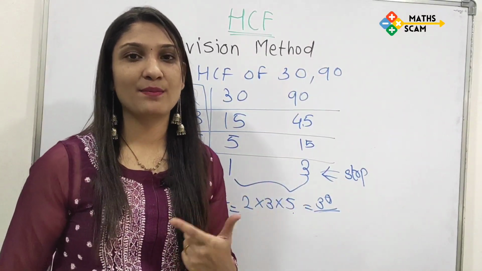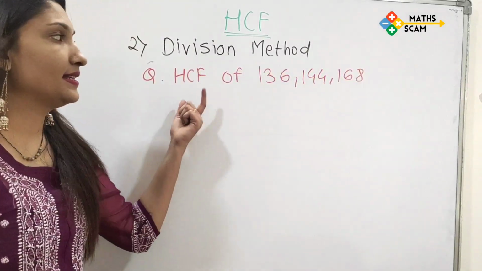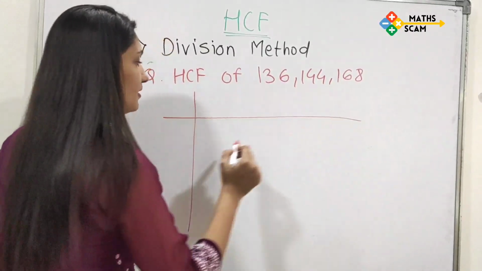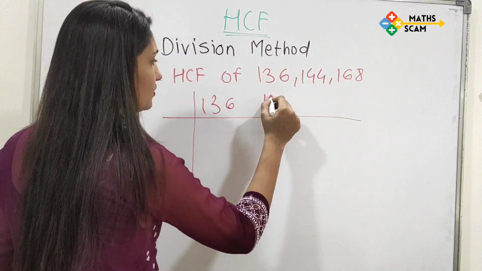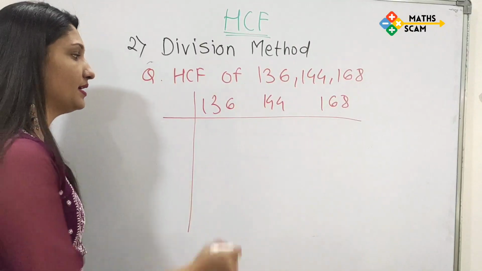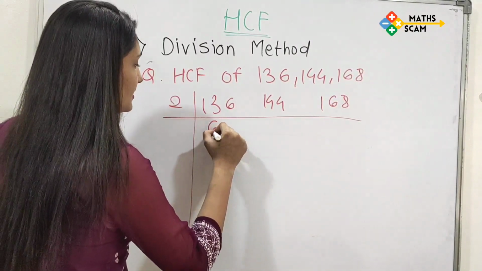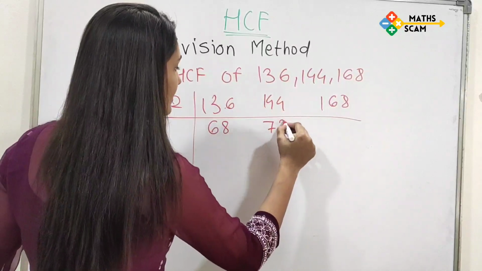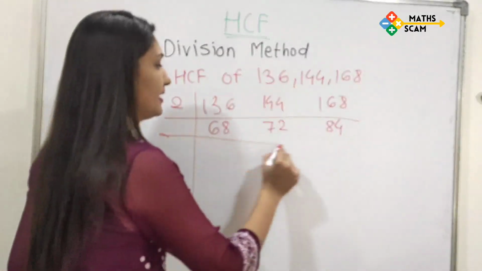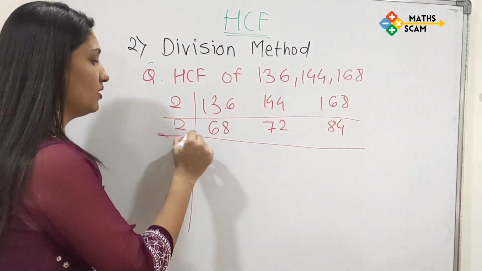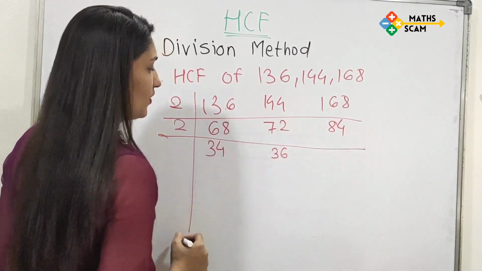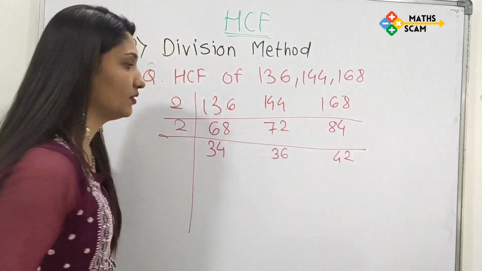We'll see one more example to clear this topic. Find the HCF of 136, 144 and 168. What we need to do here in the division method is, in a single diagram, write 136, 144 and 168. The first prime number which can divide all the numbers is 2. So 2 68s are 136, 2 72s are 144, 2 84s are 168. Next, can 2 divide all the numbers? Yes. So 2 34s are 68, 2 36s are 72, 2 42s are 84.